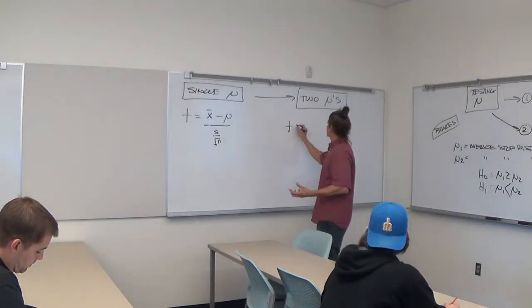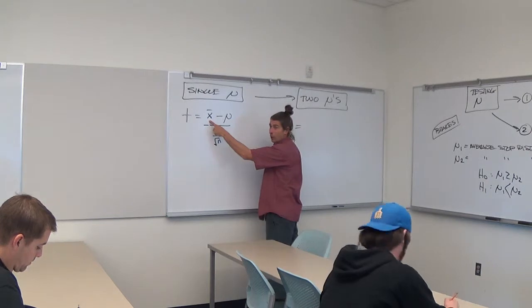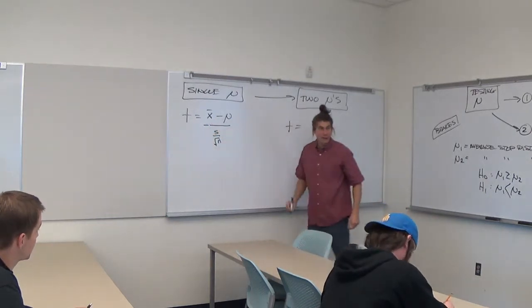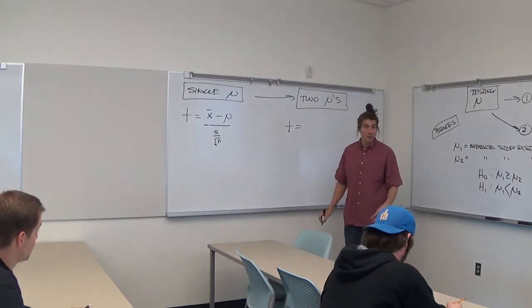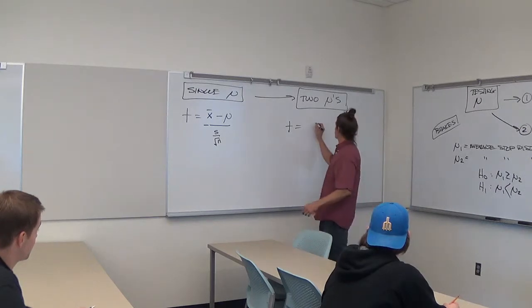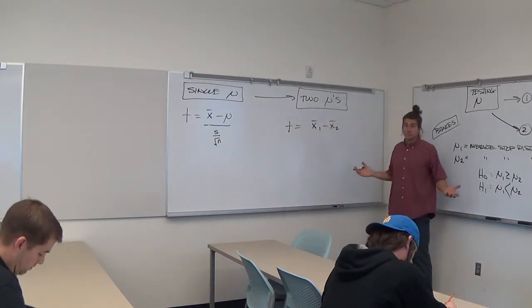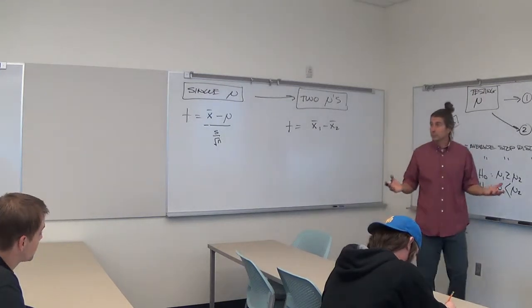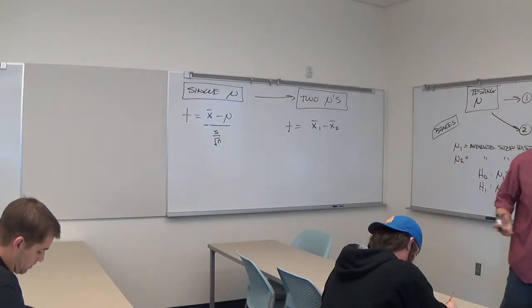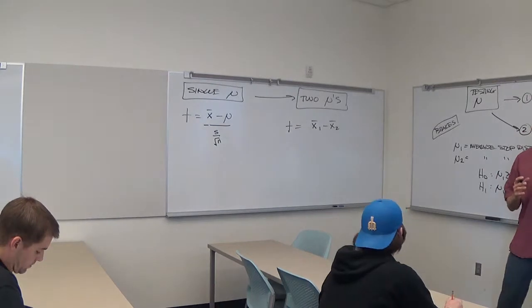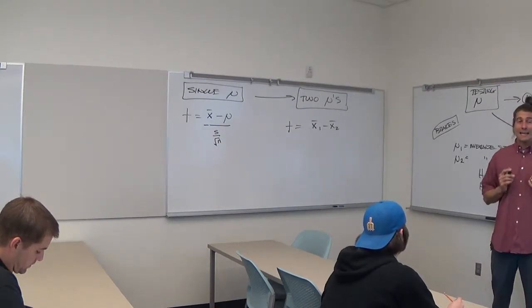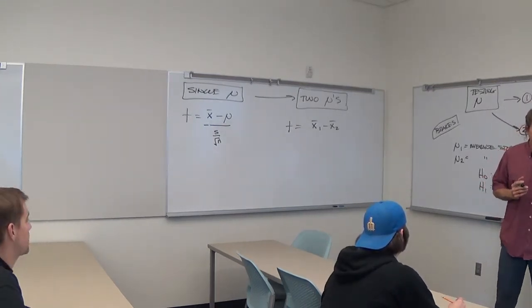So for example, we don't have 1 x bar anymore. We have 2 of them. So look at the difference of those. Order's irrelevant because the samples are independent. You should keep track of which one is which because the test statistic will give you an indication of which one's bigger than the other one.